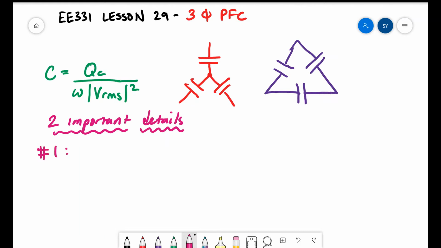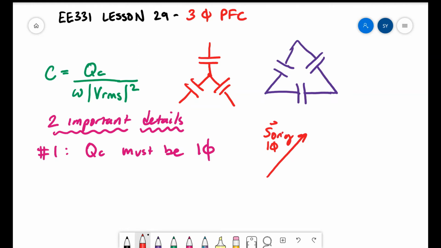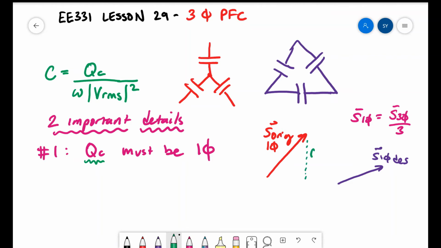Number one is that QC must be the single phase difference between the power triangles. That is, if I have my original power triangle, S original, I need to be sure that I'm talking about S one phase original and comparing that to my new S one phase desired. Remember that S one phase in either the original or the desired system is equal to S three phase divided by 3. So this QC that's in the equation must be the difference between Q1 phase original and Q1 phase desired.